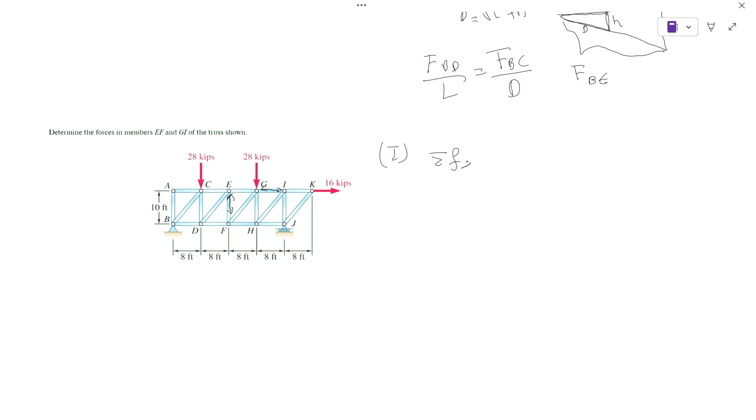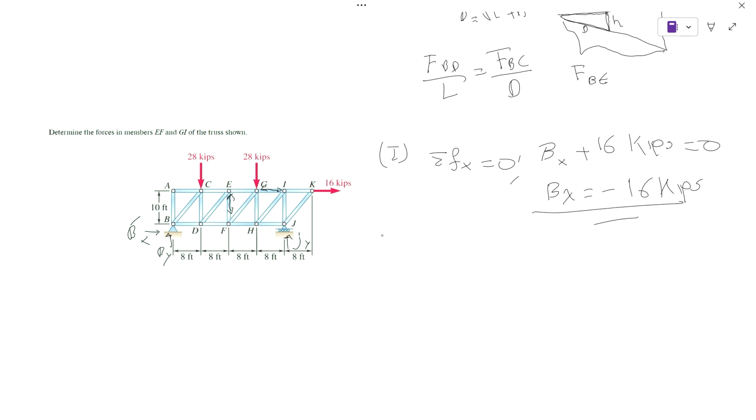So summation of forces in X equals 0. We have this is By, and this is Bx, and this is Jy, and then we do have a component in X. So Bx plus 16 kilopounds equals 0. Then Bx is in compression because it's negative 16 kilopounds, and that is this force.